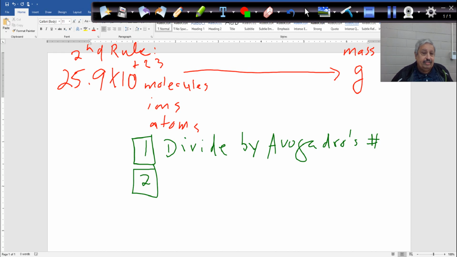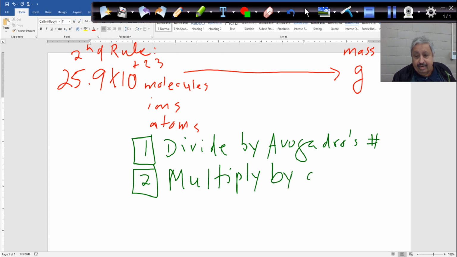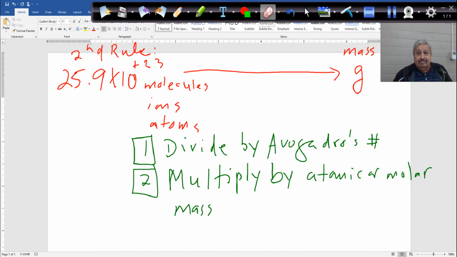Number 2, when you divide by Avogadro's number, you get the molecules, ions, or atoms out of your way, and then you have to multiply, opposite of what we did before, by the atomic or molar mass. Okay, guys? Are you following? So the opposite of what we did. So now we are going from molecules, ions, atoms into mass. Everybody has this?